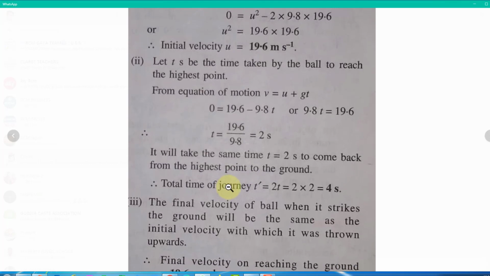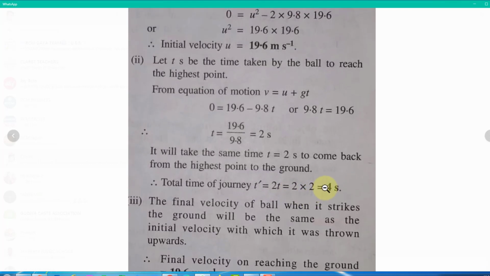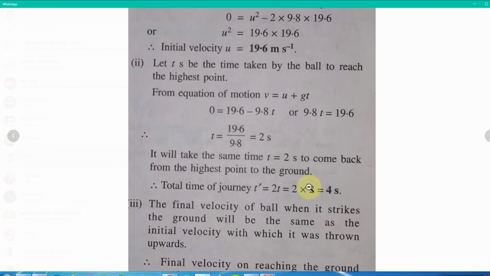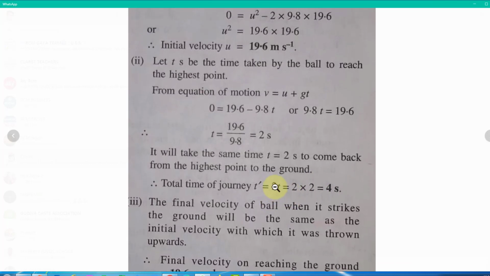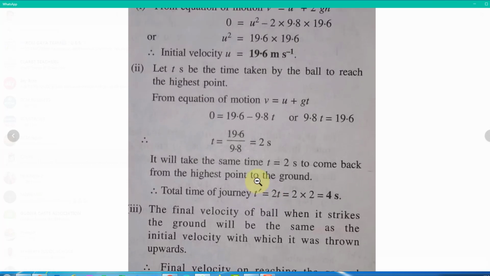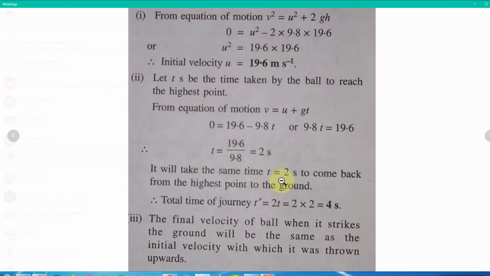Now total time of journey, t dash is total time of journey, 2 times t, 2 into 2, 4 seconds. Now why directly multiplied by 2? Because how much time the body takes to go up, that much time only the body will take to come back down. That's why multiplied by 2 and we got 4 seconds. So total time of journey is 4 seconds.